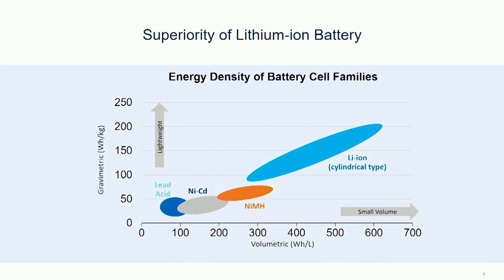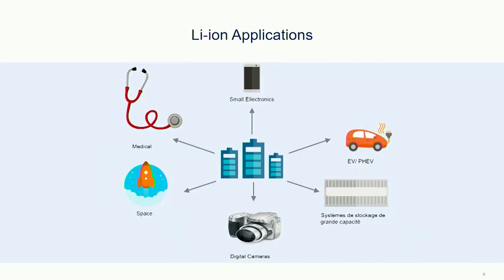Why lithium ion? Because energy density in watt-hours per kilogram is very high, and watt-hours per liter by volume is very high. And you can see lithium ion, since Sony introduced the technology in 1991, this technology changed our life. You can see any iPad, iPhone, and also electric vehicles, storage, space, and medical are using lithium-ion batteries.